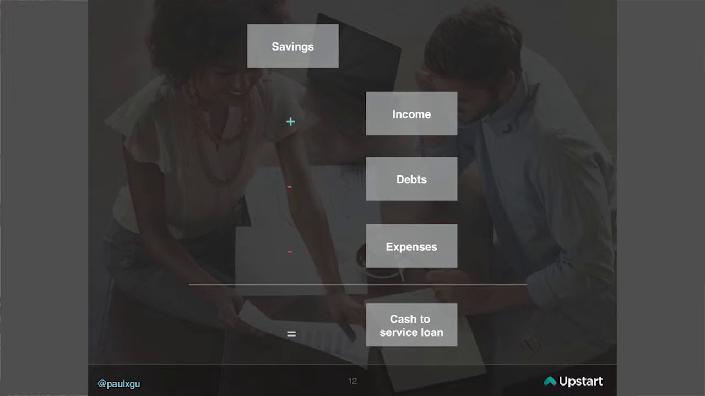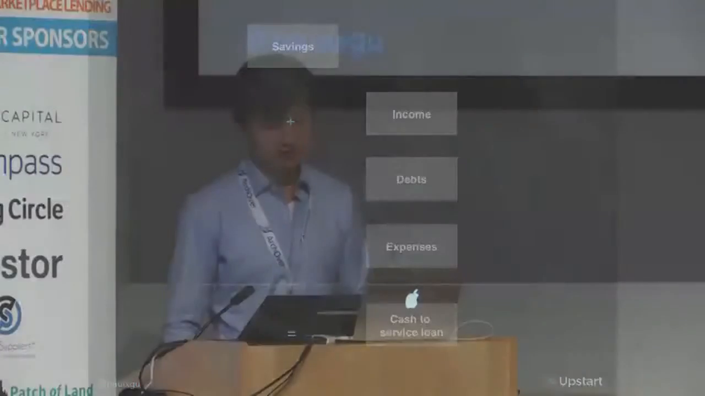On a recurring basis, you add to it some income, you subtract out some debt obligations that you have, you subtract out your expenses, and you're left with a certain amount of cash to service a loan. And as lenders or investors, we all obviously look at something like this, and this in some sense is at a fundamental level the high level physics of what is going on in lending.